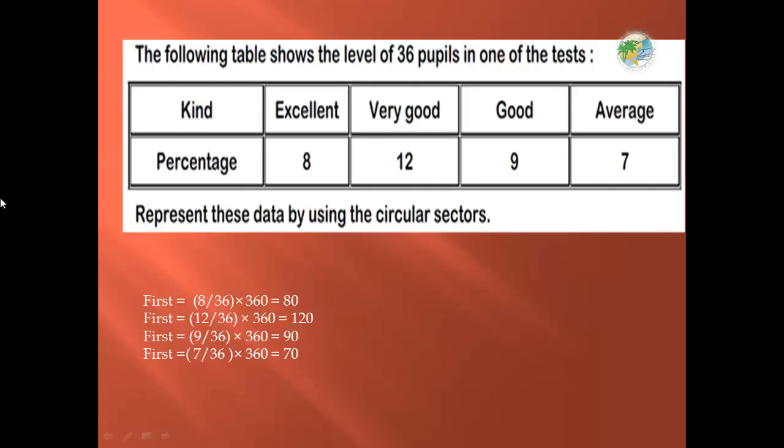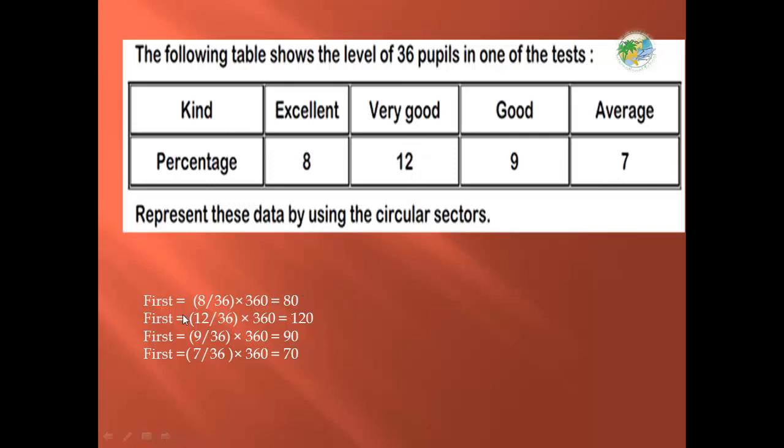The following table shows the level of 36 people in one of the tests. Excellent were 8, very good were 12, good 9, and average 7. Represent this data using circular sectors. Before starting the drawing, the most important thing is to measure the central angle for each one. For the first, excellent, we do 8 over the total 36 times 360, which equals 80 degrees.